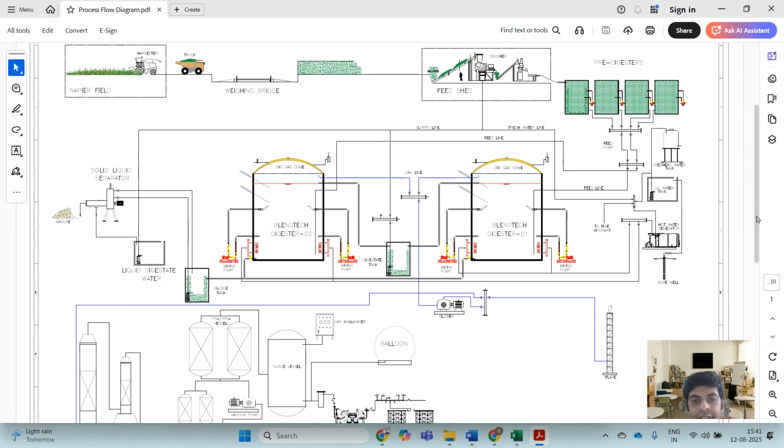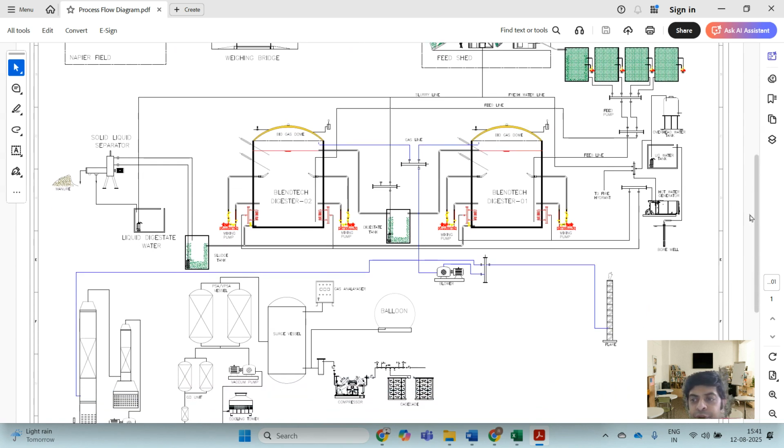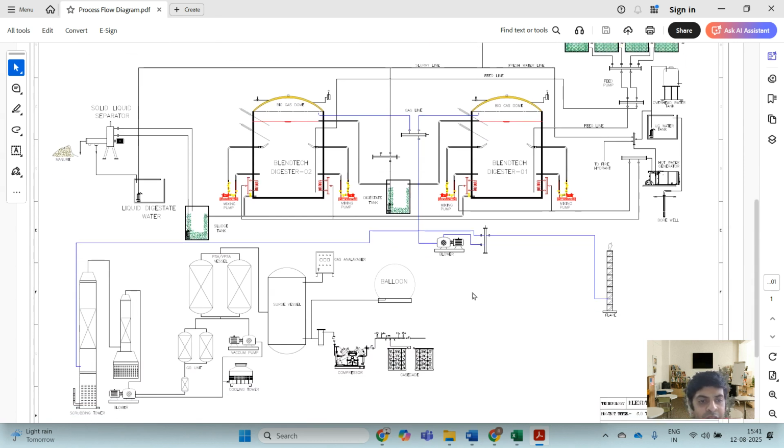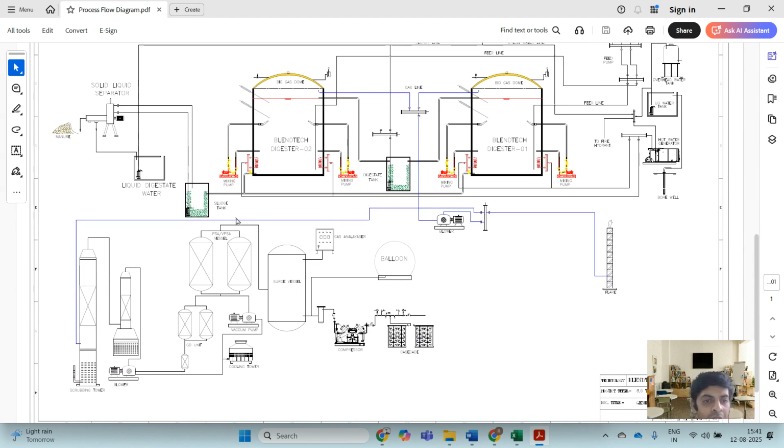The raw biogas that is thus generated is pushed through a blower mechanism to a purification system. What happens in a purification system is, other than methane, carbon dioxide, hydrogen sulfide and moisture are to be removed. Methane is the combustible gas which we need for fueling the vehicles. Thus, the other components of carbon dioxide, hydrogen sulfide and moisture are to be removed.